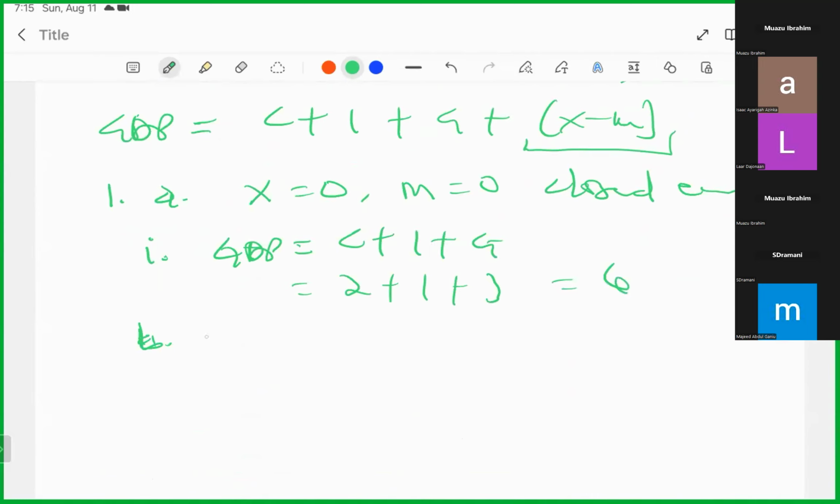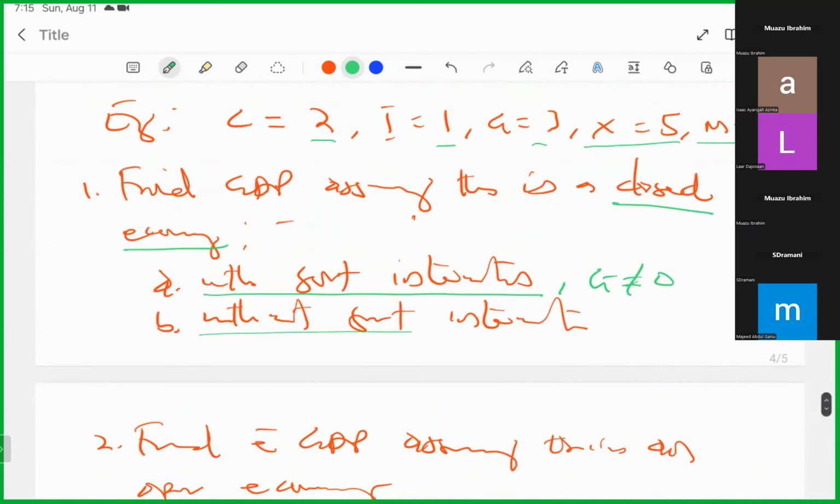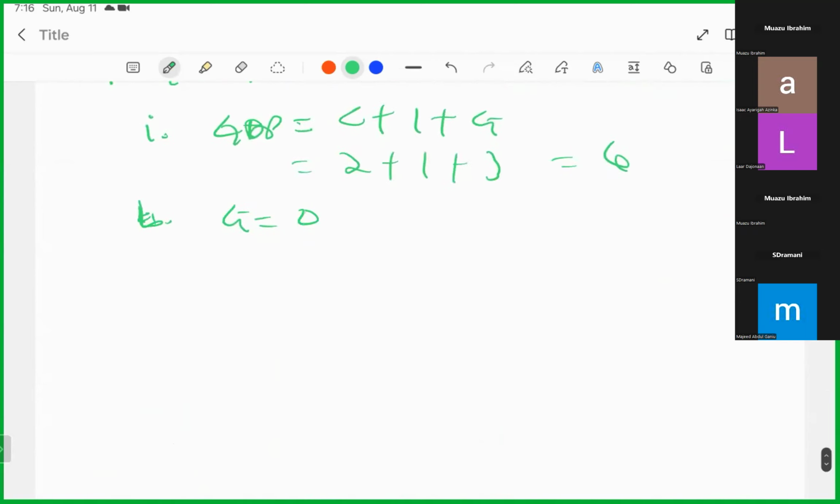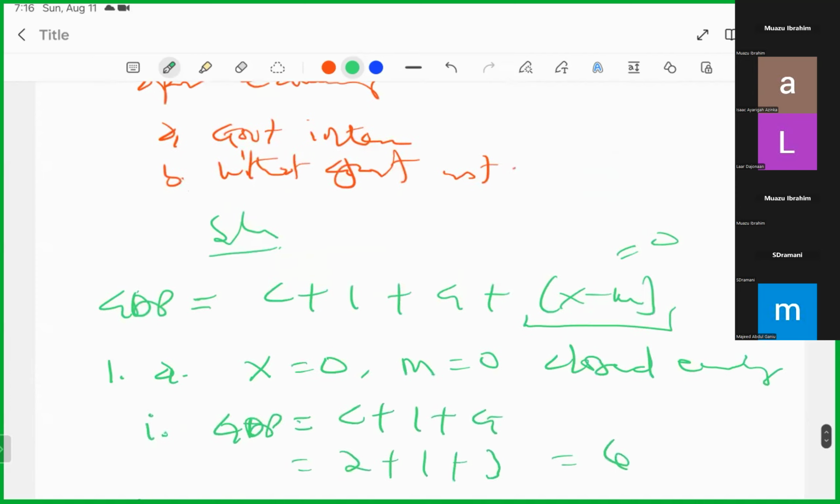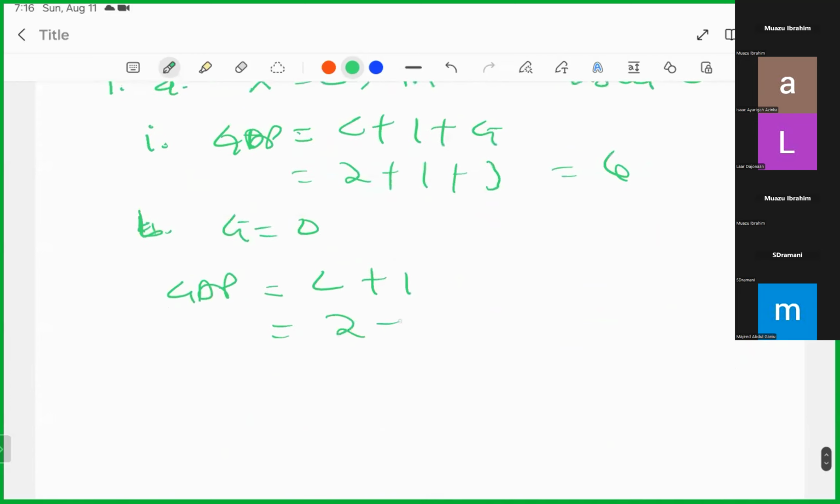Without government intervention, it means G will be equal to 0. And without government intervention, our GDP would be C plus I. Remember, it is a closed economy, so the whole thing about the external sector will be 0. So the GDP here would be 2 plus 1, which will give us 3.